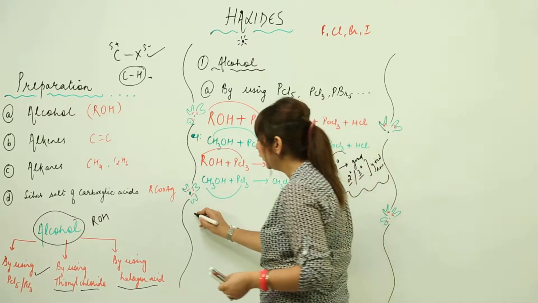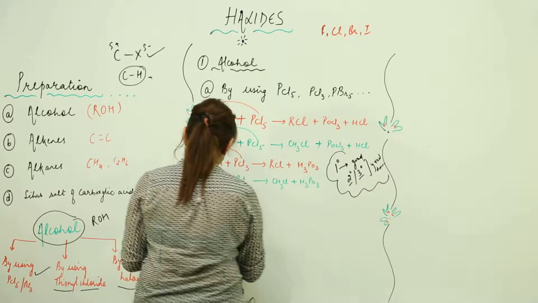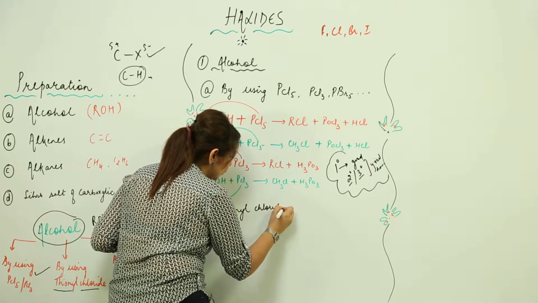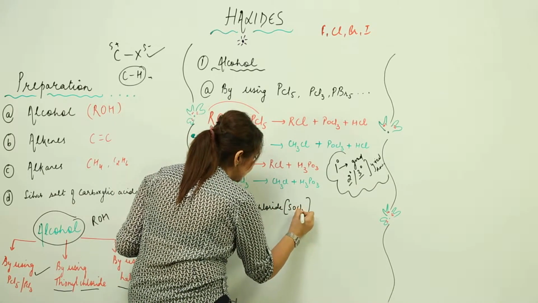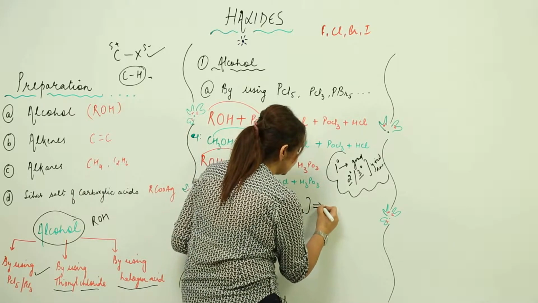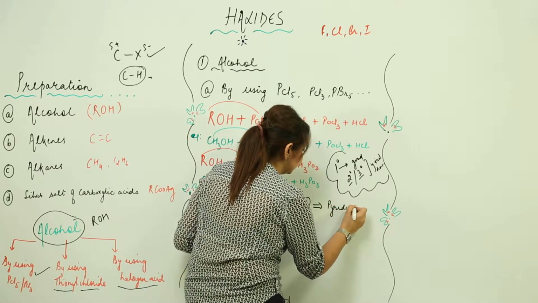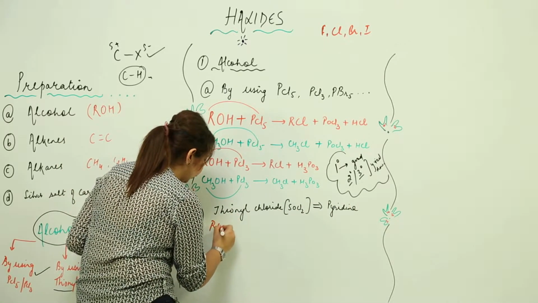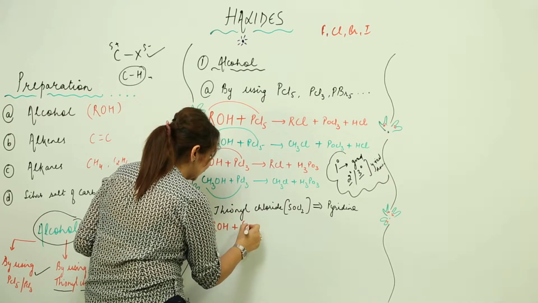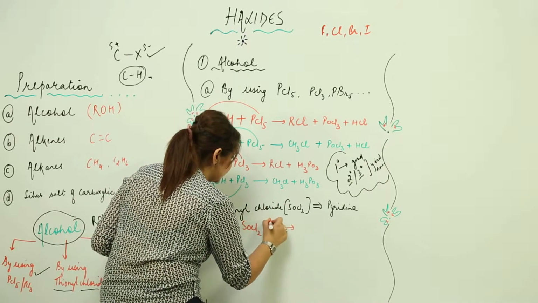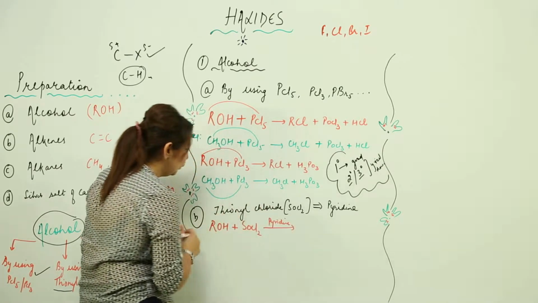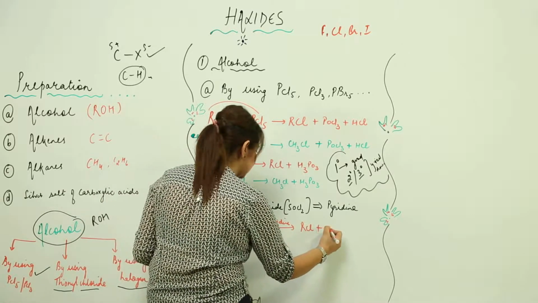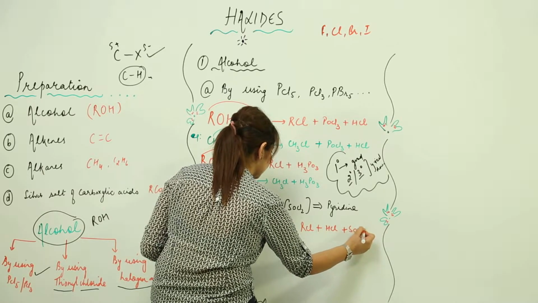So the second method we are going to do is from thionyl chloride. Now you must be thinking, what is thionyl chloride? It is SOCl2, and here the reaction is going to take place in the presence of pyridine. So let's write a general reaction. So we have our alcohol ROH, we are going to add thionyl chloride, and this reaction obviously occurs in the presence of pyridine. And what do we get? RX, RCl, right? And the byproducts HCl and SO2.